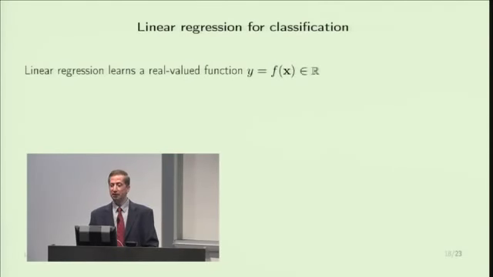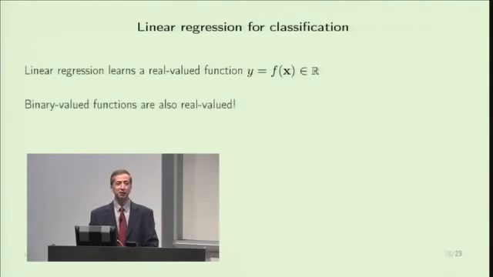Okay, that is the real valued function. The value belongs to the real numbers. Fine. Now, the main observation, the ingenious observation, is that binary valued functions, which are the classification functions, are also real valued. +1 and -1, among other things, happen to be real numbers. So linear regression is not going to refuse to learn them as real numbers, right? So what do we do?